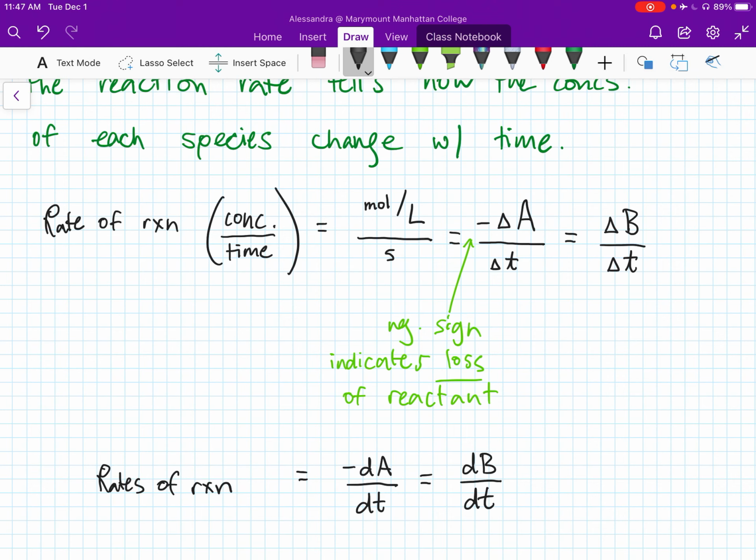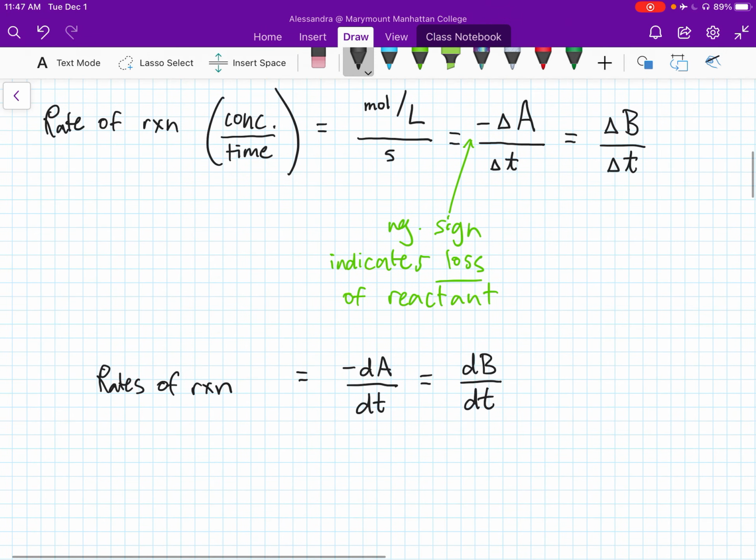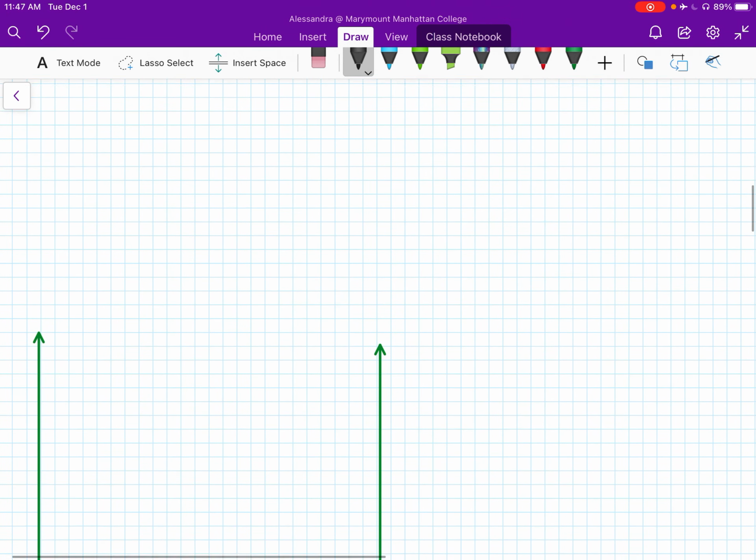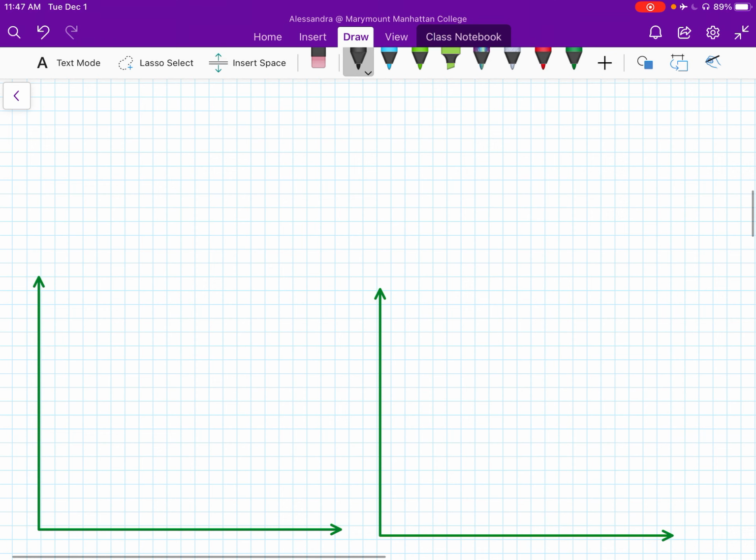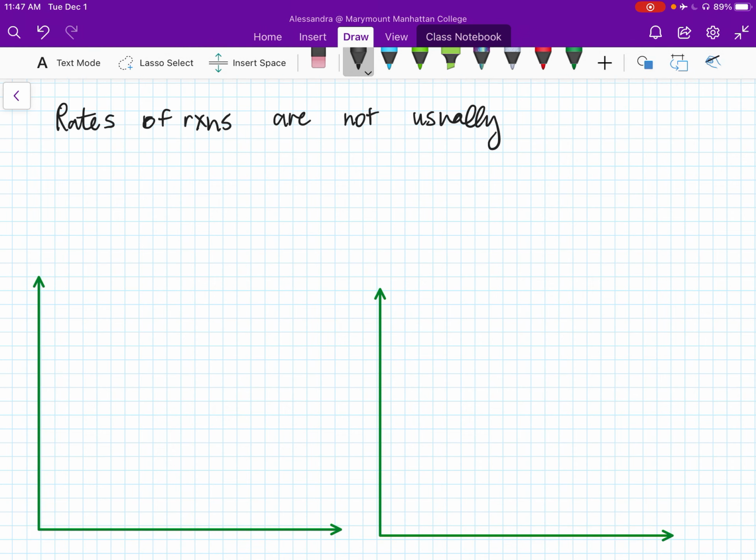All right, so let's think about how we can show rates of reaction graphically. Now, one thing that is maybe intuitively obvious, I hope, is that rates of reactions are not usually constant. They're going to decrease as equilibrium approaches. Let me show you what I mean.